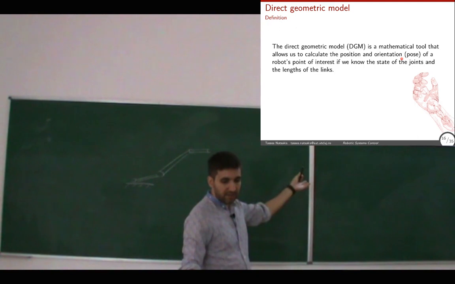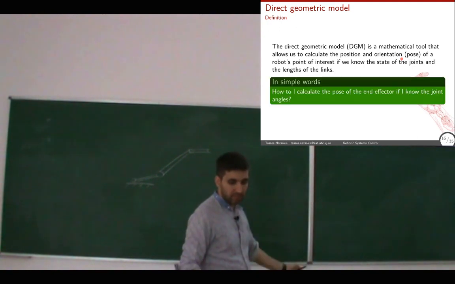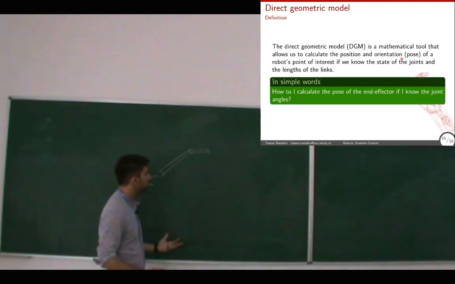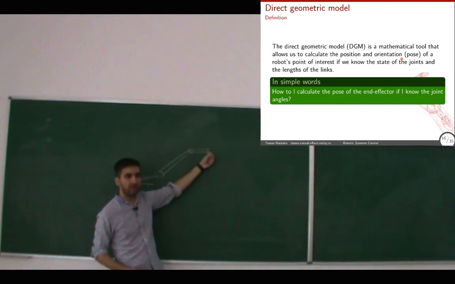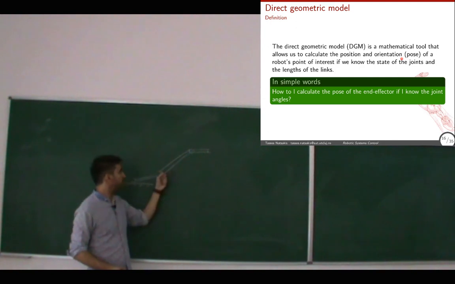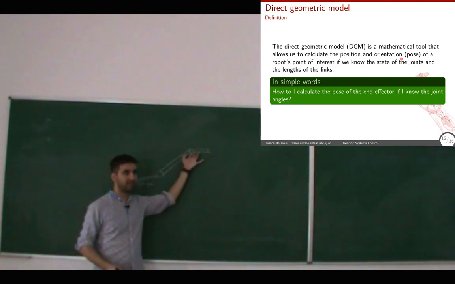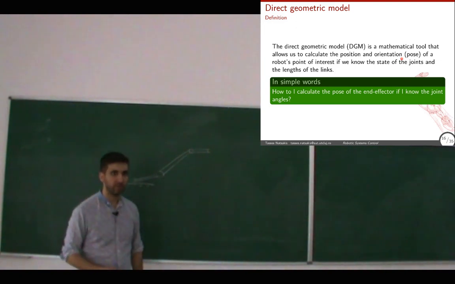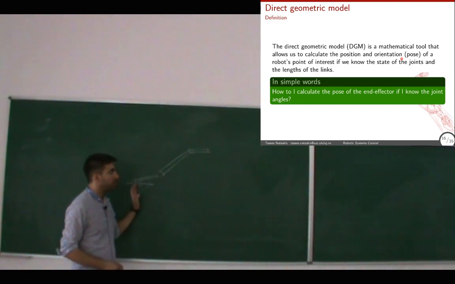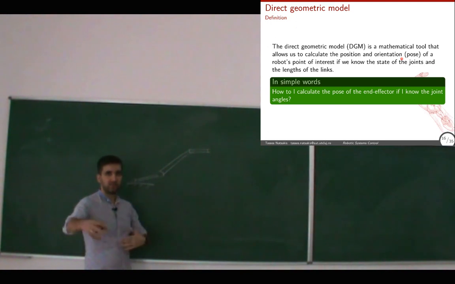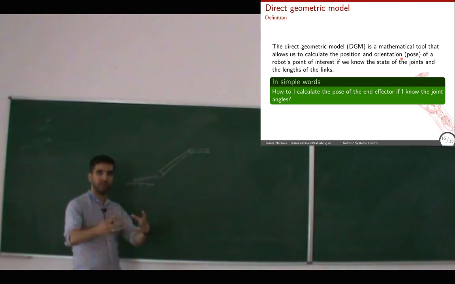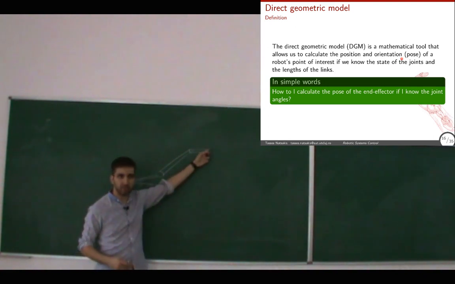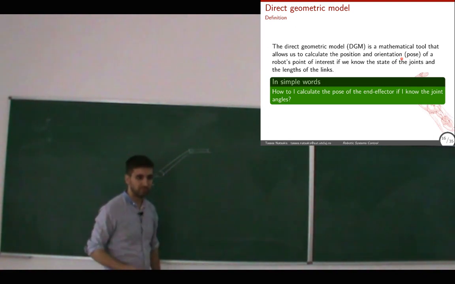So basically, this direct geometric model, we use it to tell us what is the pose of the end effector if I know what are the angles of the joints and the lengths of the links and all the structural part of the robot. Basically, the lengths of the links don't change while we use the robot, but the joints are the thing that we're controlling. And by controlling the joints, we can control the position of the end effector.